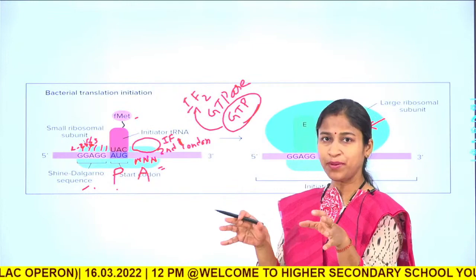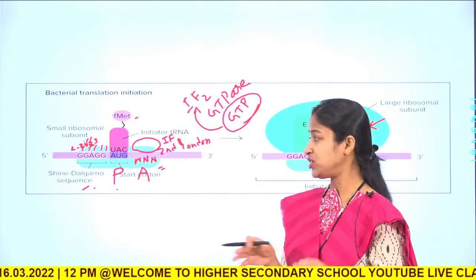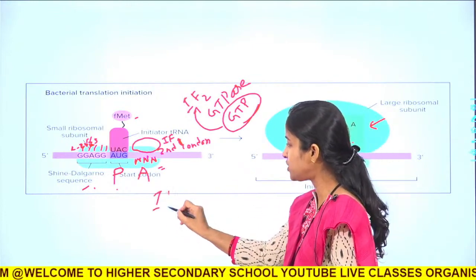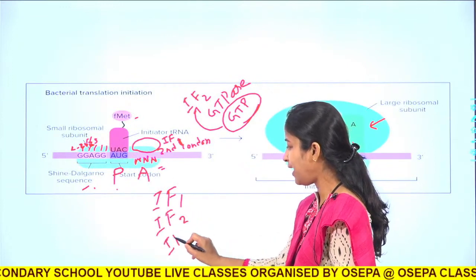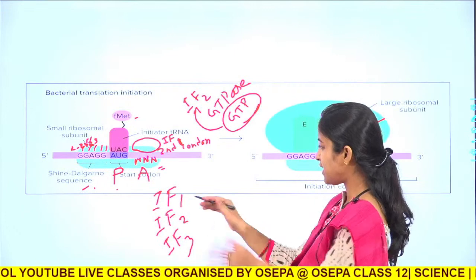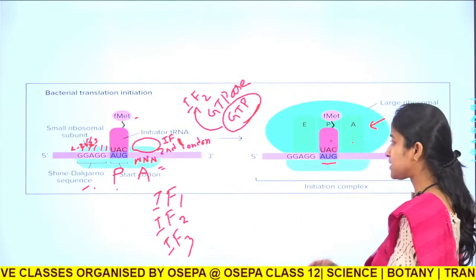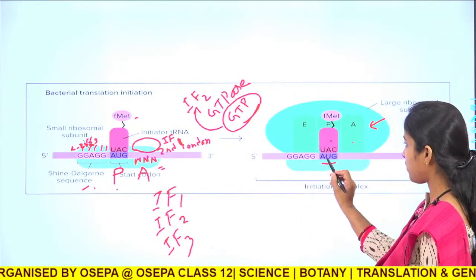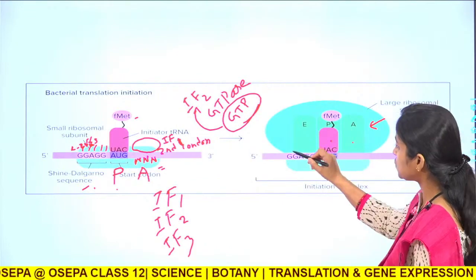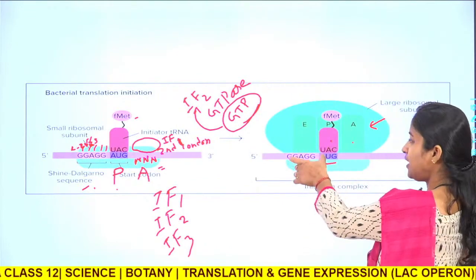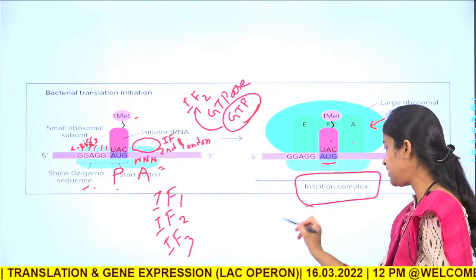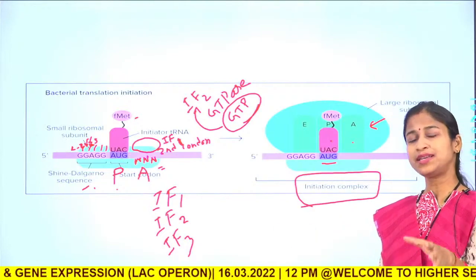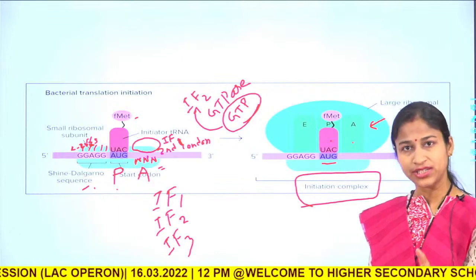Now this GTP molecule releases the energy for the dissociation of all the factors like IF1, IF2 and IF3. Okay. Now once every factor is released, the smaller ribosomal subunit carrying these sites will be joined by the larger ribosomal subunit, and this becomes the initiation complex. This is the process of initiation.